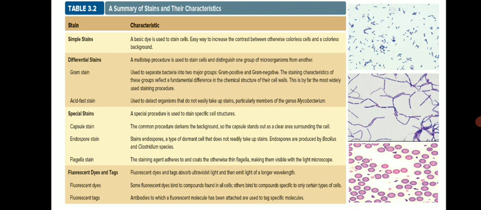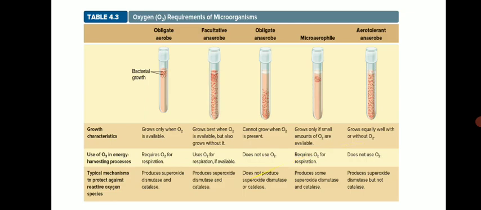Next, we're going to see the physiological and biochemical basis of microbial identification. So in that, first is the oxygen requirement of microorganisms. Again, this is a very peculiar feature in the case of microbes, whether they use oxygen or whether they do not use oxygen for their growth.